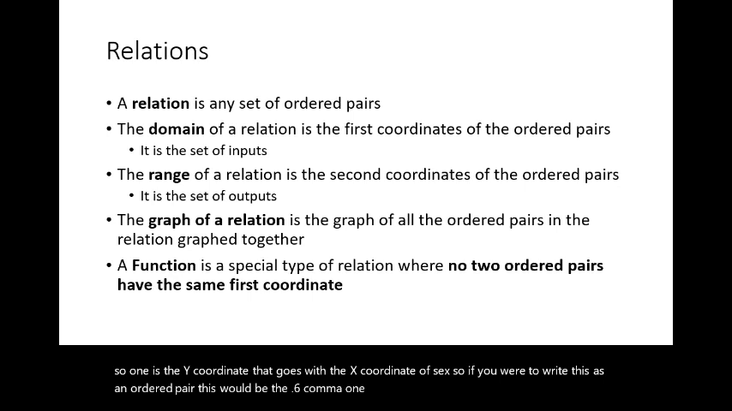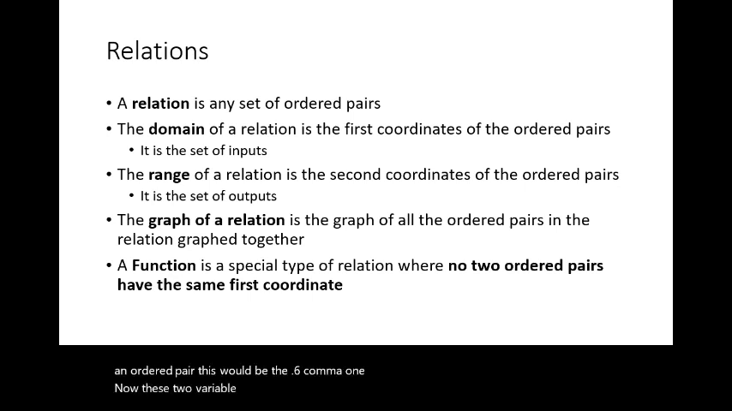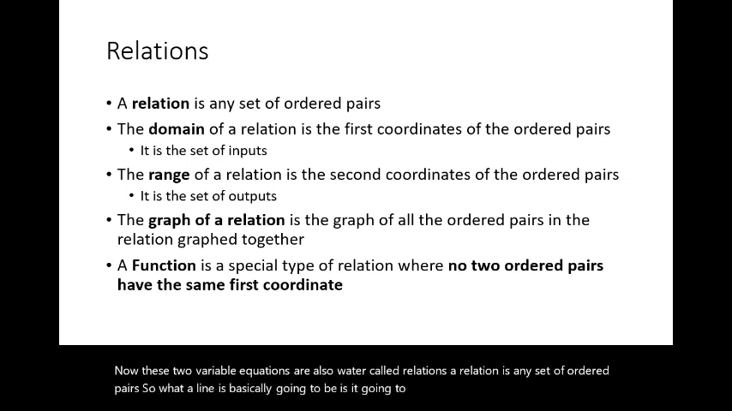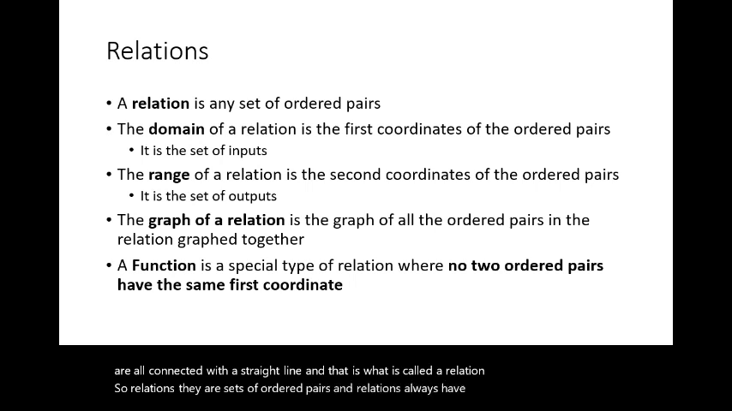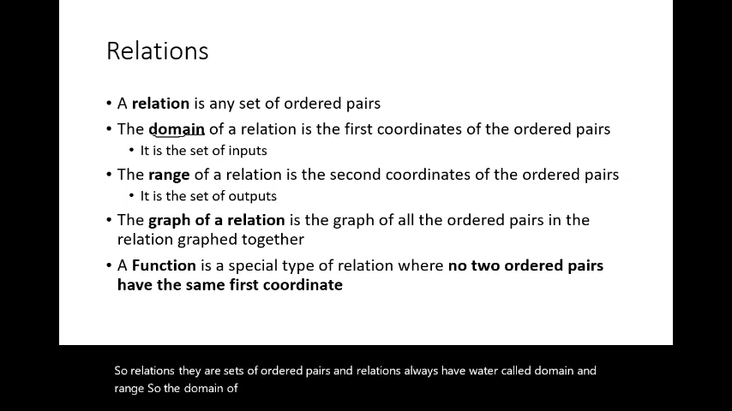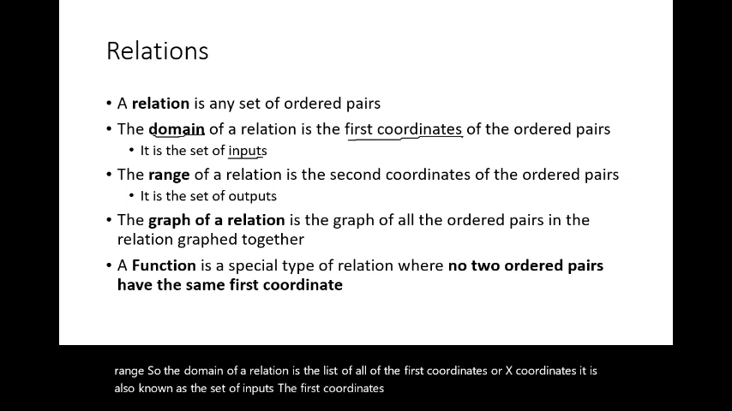Now, these two variable equations are also what are called relations. A relation is any set of ordered pairs. So a line is basically a whole bunch of ordered pairs that are all connected with a straight line, and that is what is called a relation. Relations always have what are called a domain and range. The domain of a relation is the list of all of the first coordinates or x coordinates. It is also known as the set of inputs.